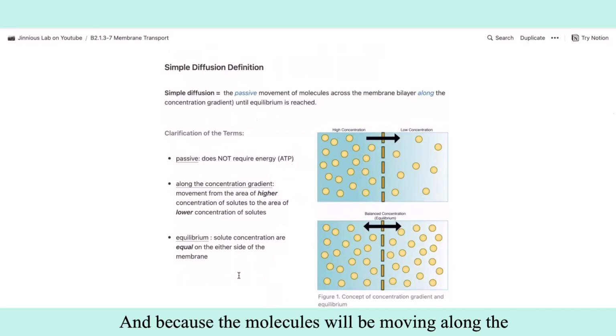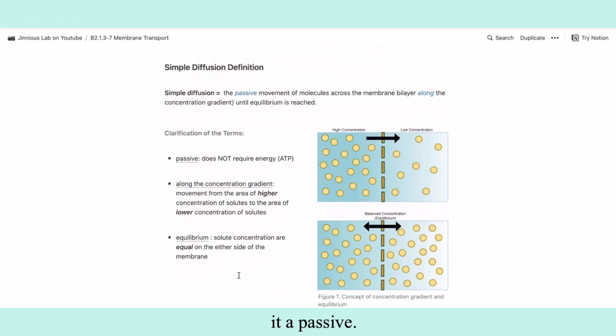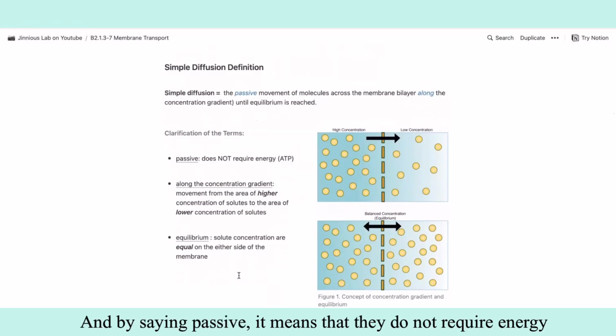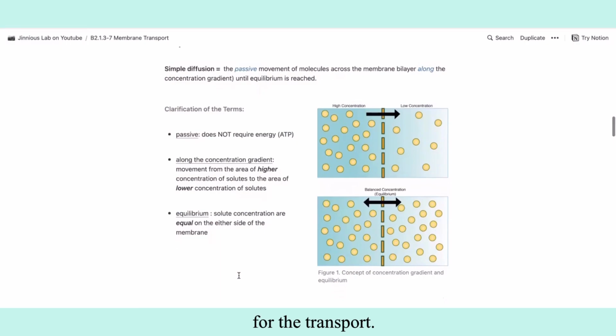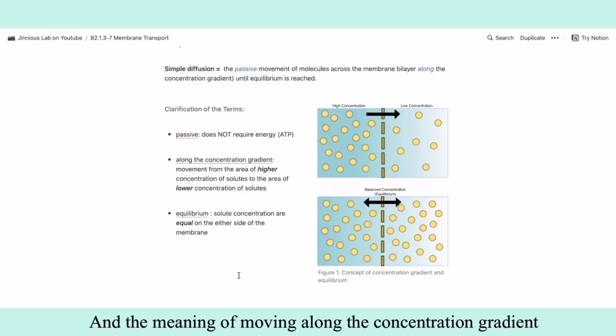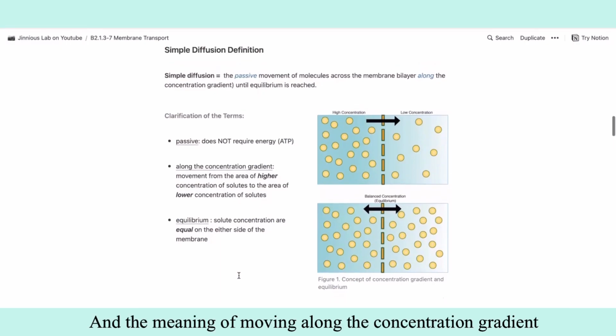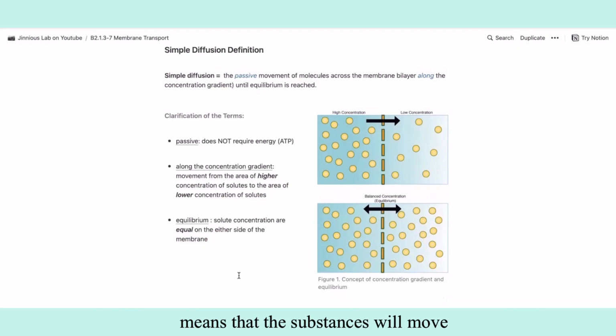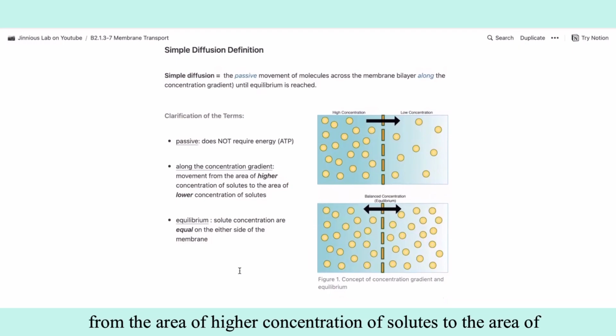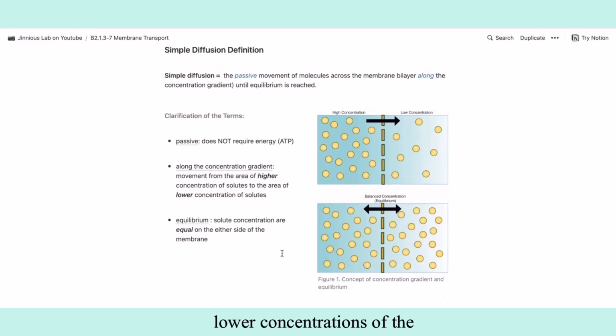And because the molecules will be moving along the concentration gradient, we'll be calling it passive. And by saying passive, it means that they do not require energy for the transport. And moving along the concentration gradient means that the substances will move from the area of higher concentration of solutes to the area of lower concentration of the solutes.